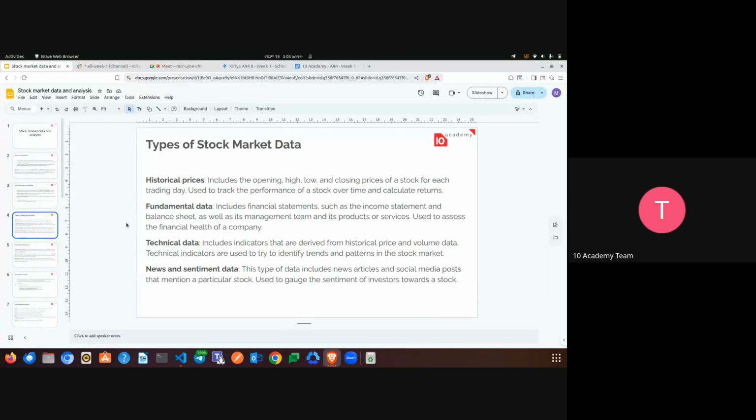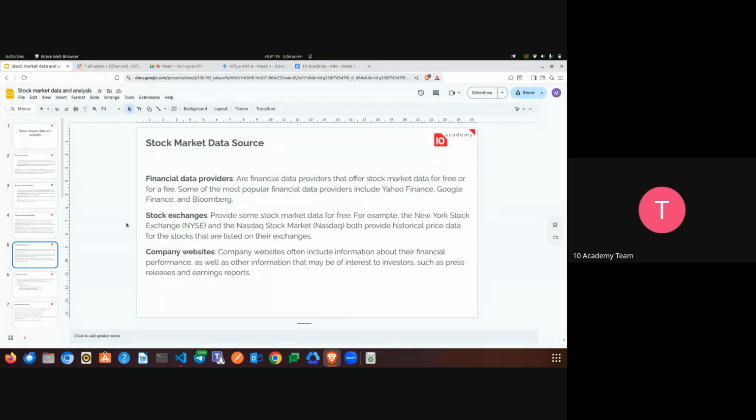And the other type is news and sentiment data. This type of data includes news articles and social media posts that mention a particular stock. These news and sentiment data are used to gauge the sentiment of investors towards a stock.